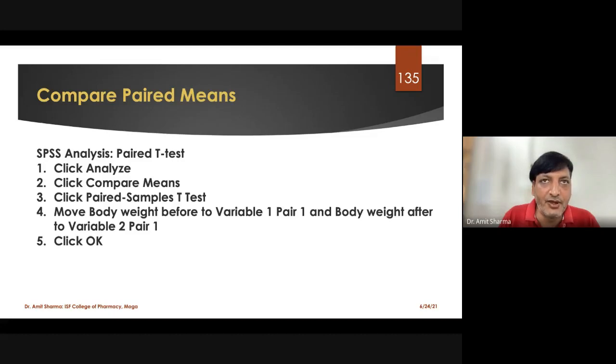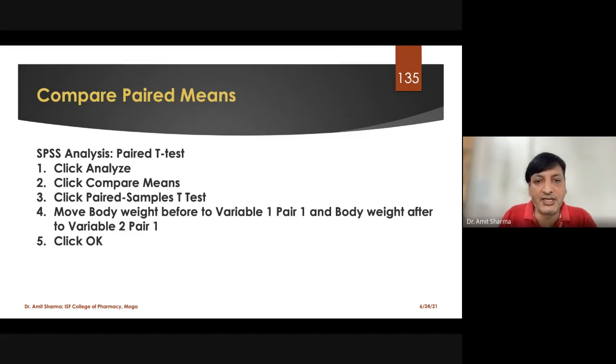So for example, one pair is for systolic blood pressure before and after. Second pair is for diastolic blood pressure before and after. Third pair will be for fasting blood sugar before and after. Fourth pair will be random blood sugar before and after. Fifth pair will be HbA1c reading before and HbA1c reading after. Something like this. 5 or 6 different readings you can run in a single test.